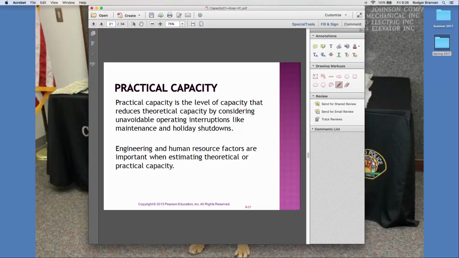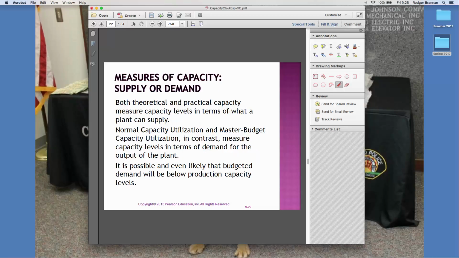Okay, and so that number will be less than the theoretical capacity. But again, it's based on what the machines can do, not based on what the market wants. Okay, so it's a more realistic number, but I'm kind of ignoring the market. So the temptation maybe would be to buy more machinery than what I really need.